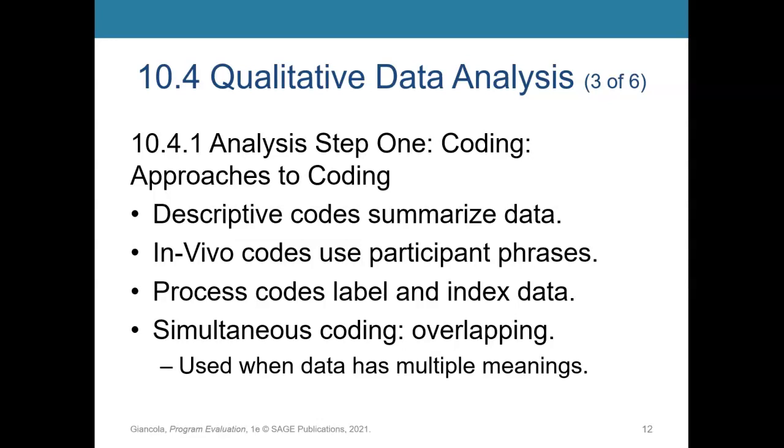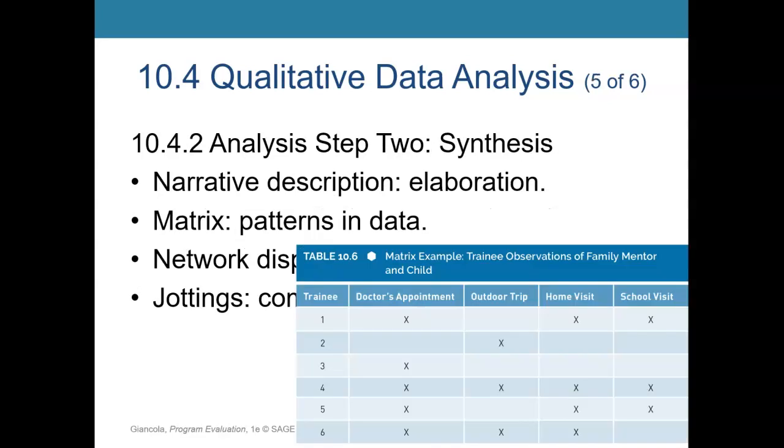So step one is coding. We're going to chunk our qualitative data up. We want to put it into buckets based on themes that we see emerge in our data. Step two is synthesis. We want to take that data that we've coded and chunked, and we want to start to put it together in a way that themes will start to emerge.